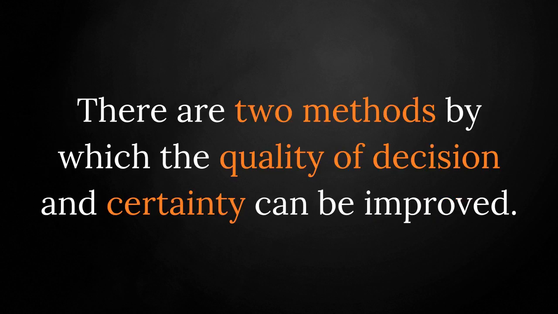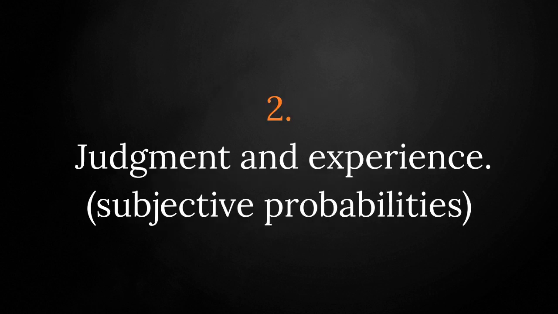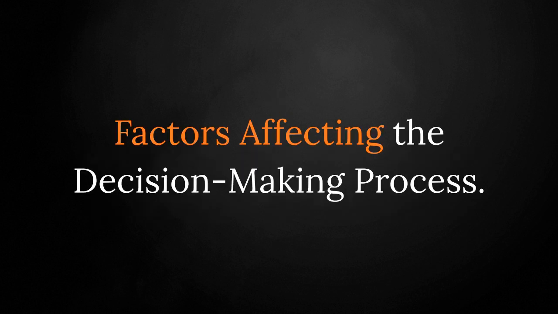There are two methods by which the quality of decision and certainty can be improved. These are, 1. Mathematical model. Objective probabilities. 2. Judgment and experience. Subjective probabilities. Factors affecting the decision-making process.